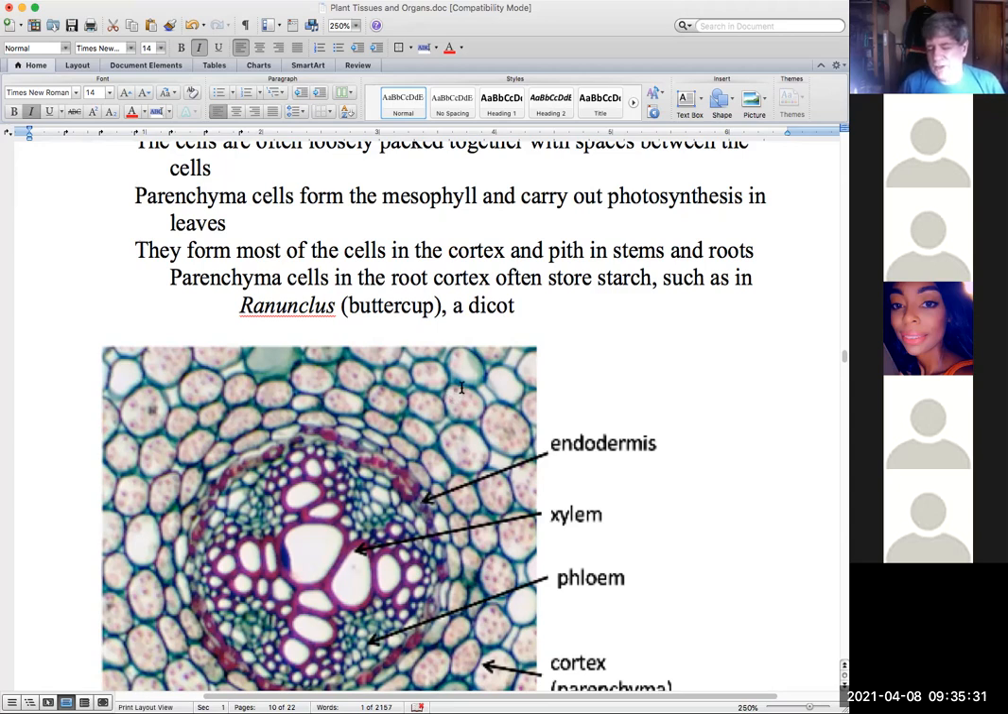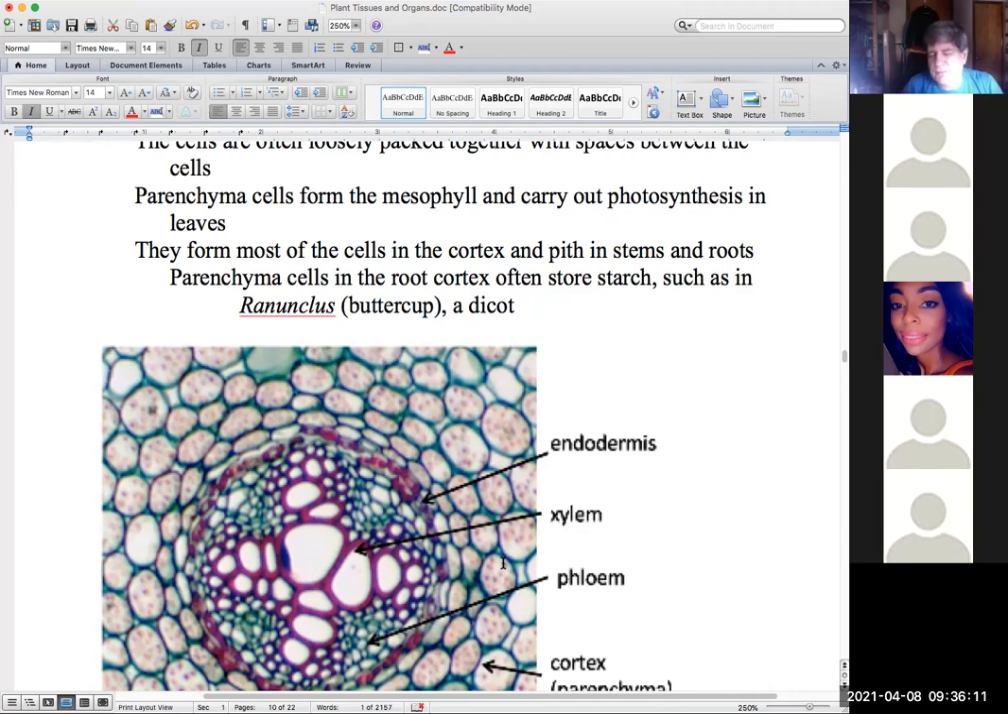Now, parenchyma cells do almost everything in a plant. Here we can see some parenchyma cells with some little pinkish purple dots inside them. These little dots are starch. So one of the things that parenchyma cells do is they store starch. If you would look at something like the root of a carrot, you would see something similar to this. Carrots store a lot of starch in the parenchyma cells of their roots.